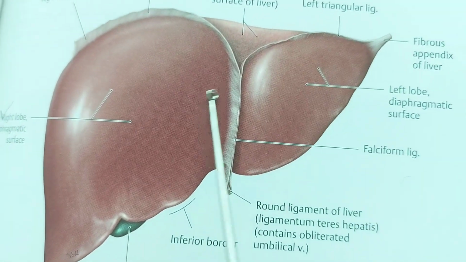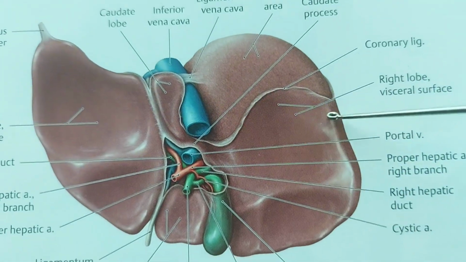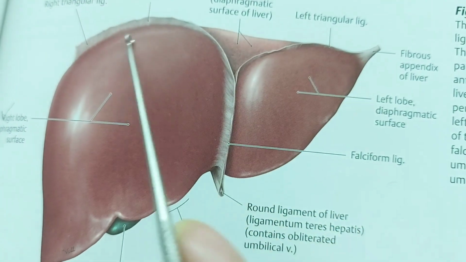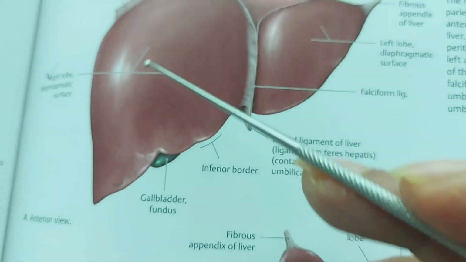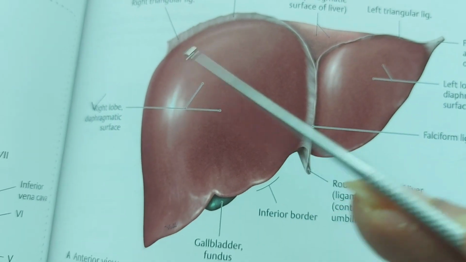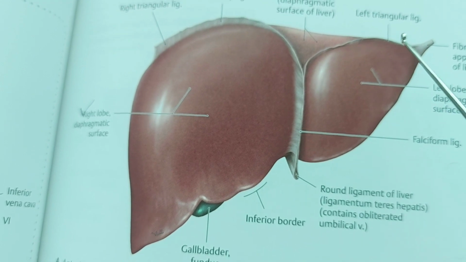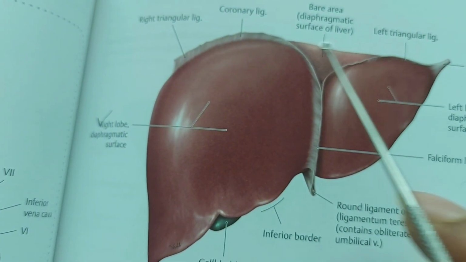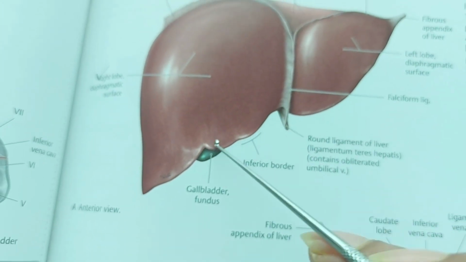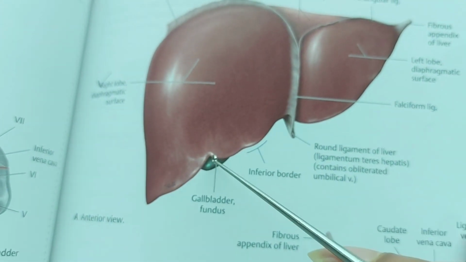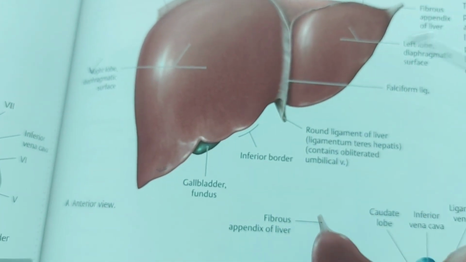The liver has some surfaces. Here we can see the anterior surface, and there is the posterior surface. Here is the superior surface, here is the inferior surface, and here is the right lateral surface. These are the five surfaces of the liver. The borders of the liver are blunt and rounded, but the inferior border is very sharp, and it is notched in its course.